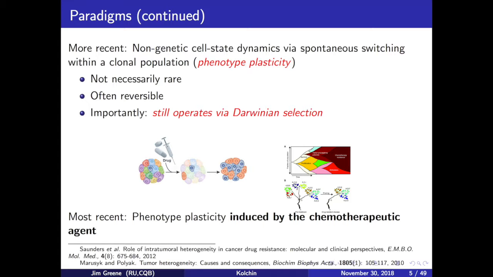The most recent idea, I would say, is phenotype plasticity that's induced by the chemotherapeutic agent. It's not random switching anymore, but switching because the drug is present. You should think of it like a stress response. You're being attacked by the drug. The cell puts up some sort of response to become more resistant because the drug is present. And that's the idea that I want to understand.